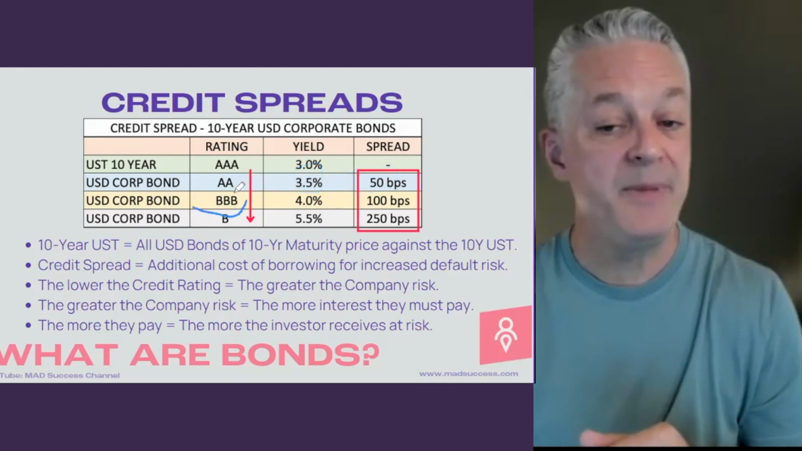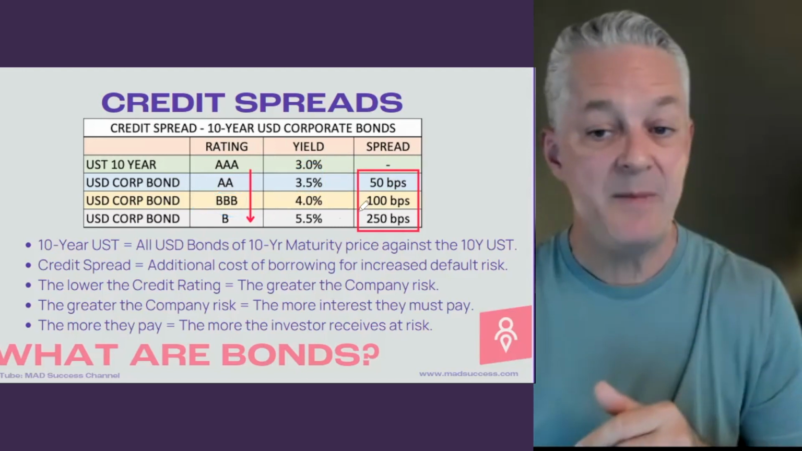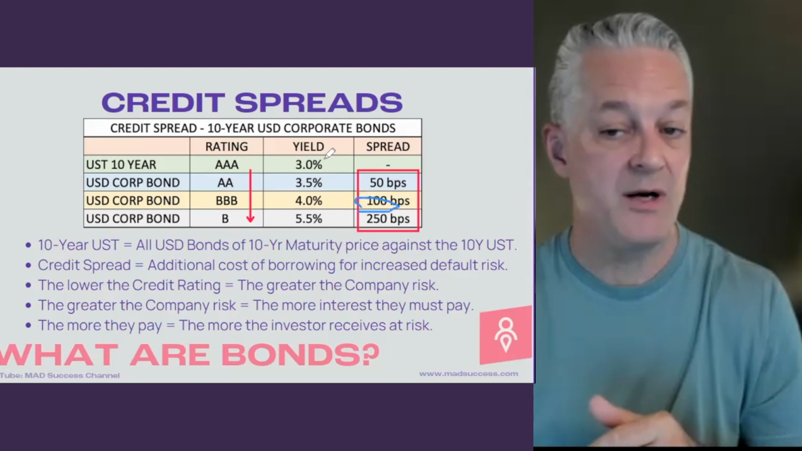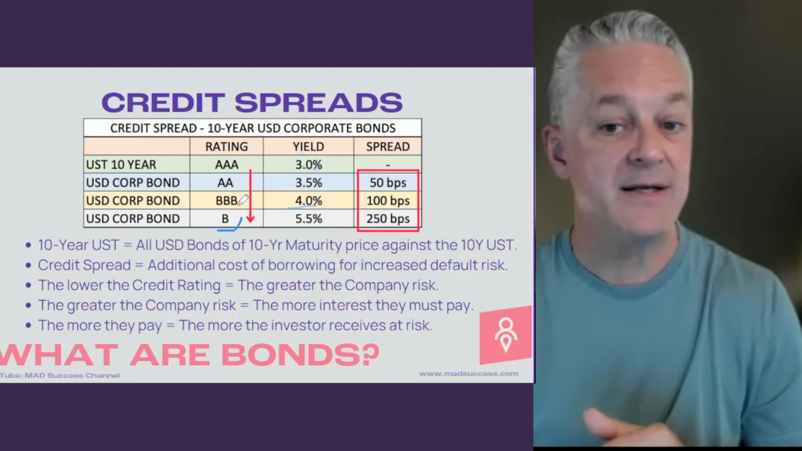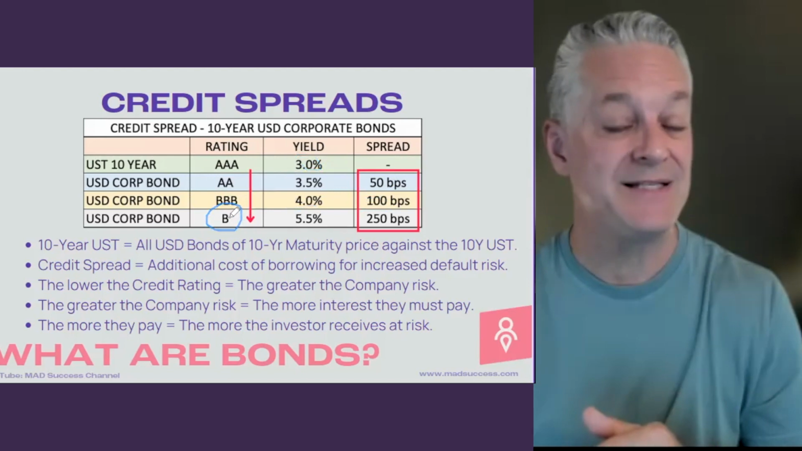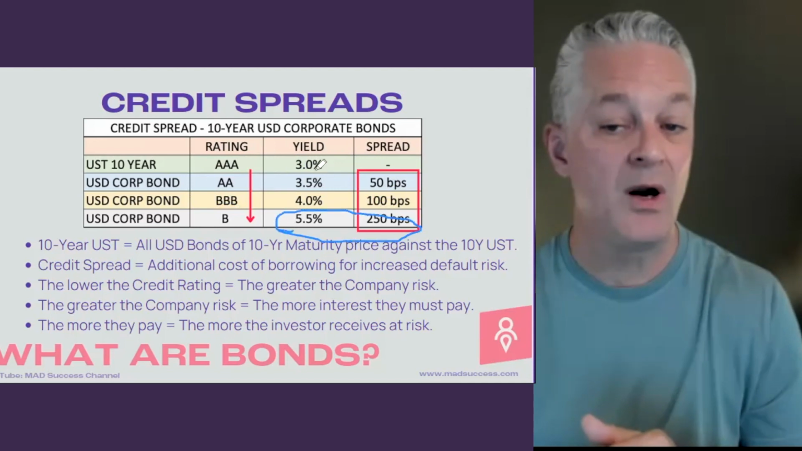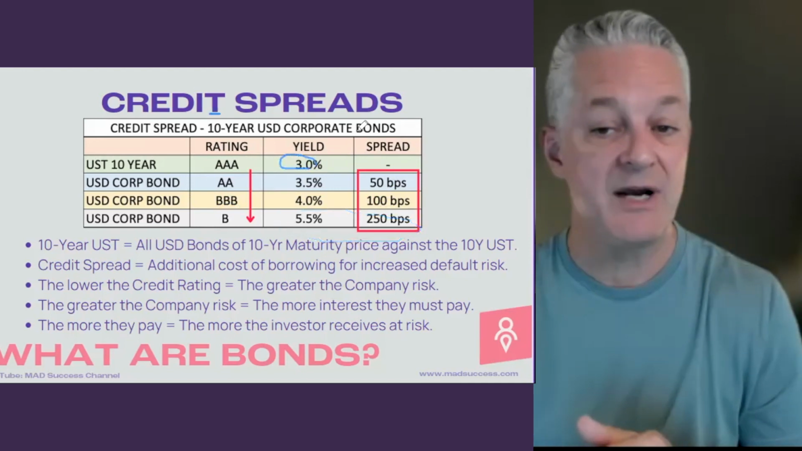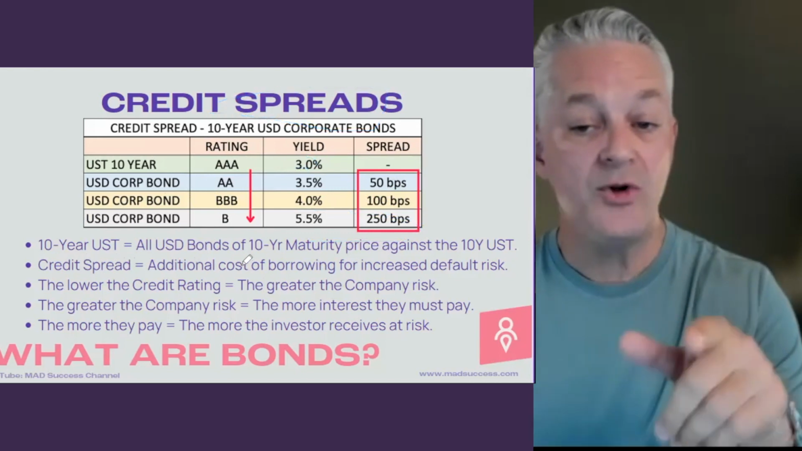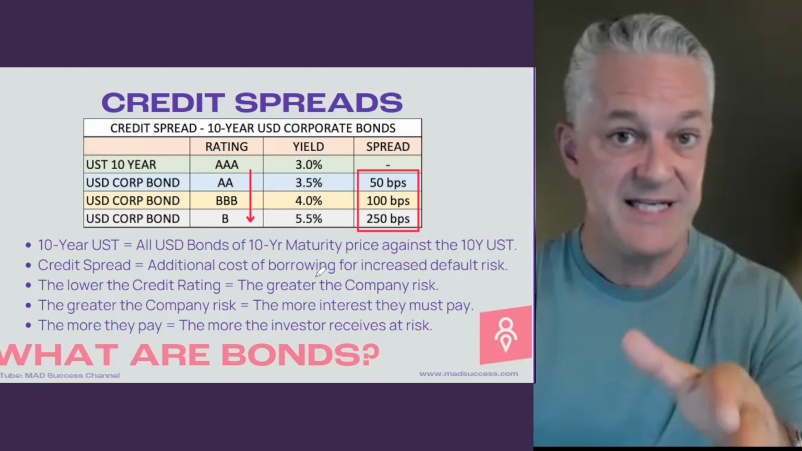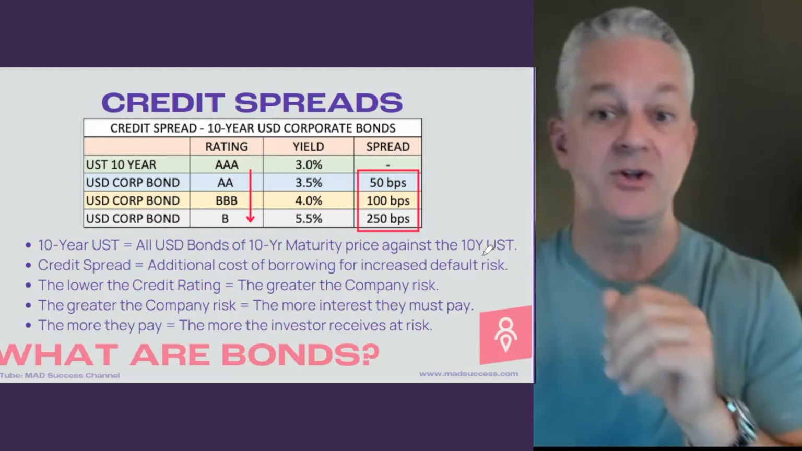A BBB, which is a lower rated bond but still investment grade, might be paying 1% more, 100 basis points more than the government bond. Now we get into non-investment grade junk bonds. This guy's a single B only. Well, he's paying 2.5% more than the government bond. And that's what's called a credit spread. So let's walk through this. All US dollar bonds on the 10-year maturity price against the 10-year government bond, the 10-year Treasury.